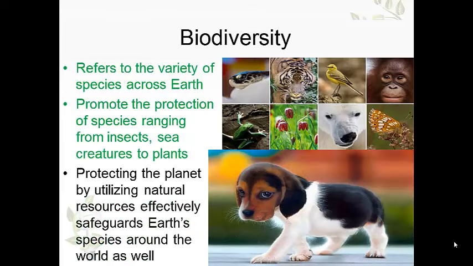But last but not least, let's talk about biodiversity and why it's important to conserve resources. What is biodiversity? It refers to the variety of species across Earth, and this ranges from insects to sea creatures to even plants. Protecting the planet by utilizing natural resources saves every single species around the world, including that adorable dog right there.